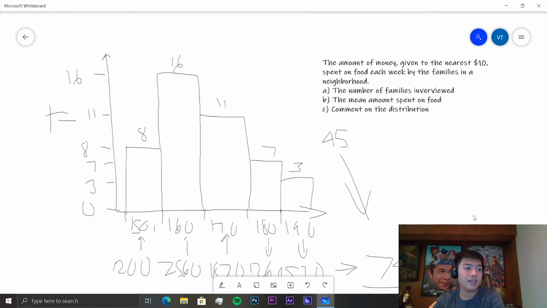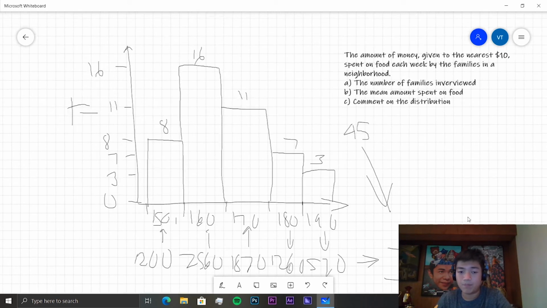I don't know what to say. The book says that there are 42 families, even though adding up the numbers gives you 45 families, so I'm just going to have to say the book is wrong on this one.